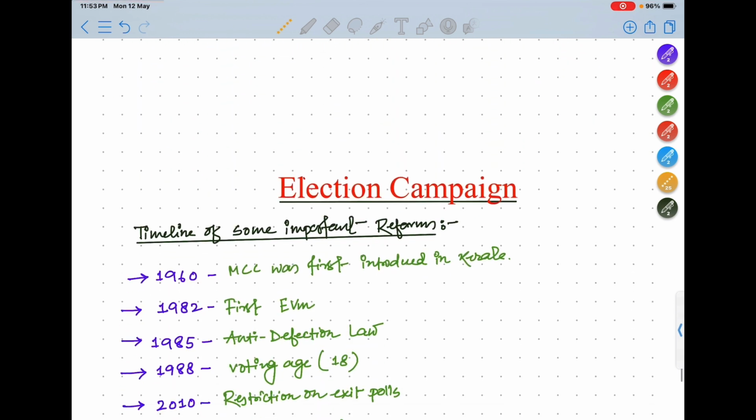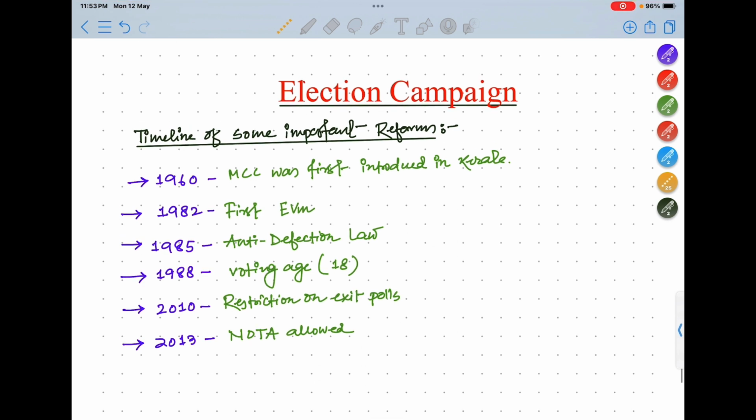Next is election campaign. In the total history of Indian election campaigns, there are some important reforms. There are important timelines that we should all be aware of. In the exam, they may definitely ask one question from this timeline. So what is the timeline?